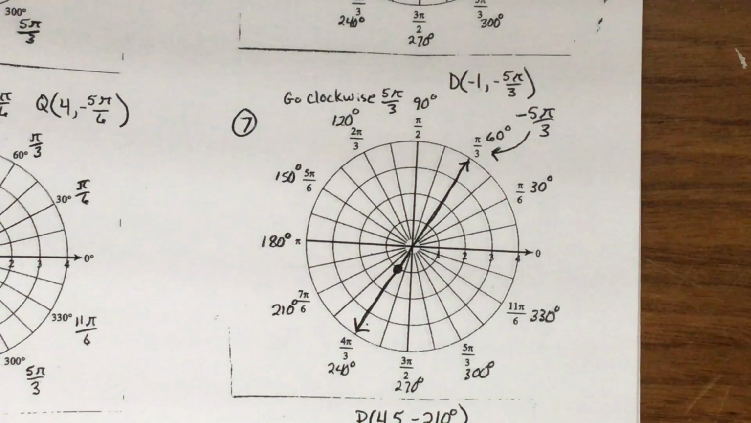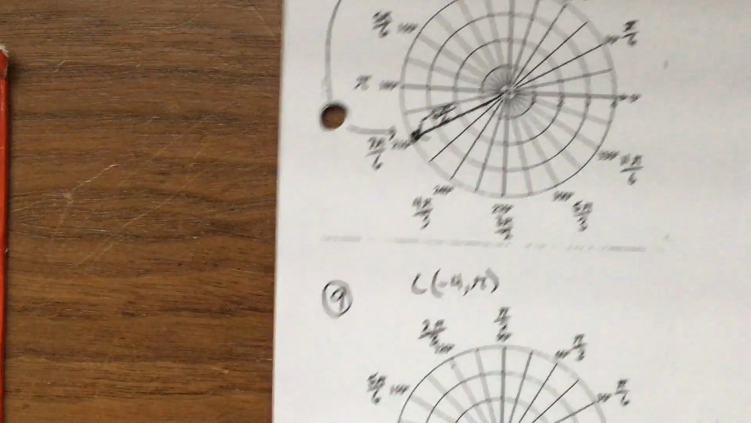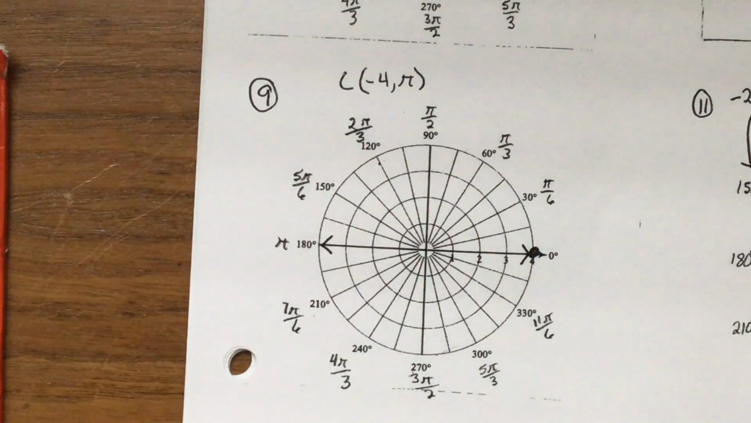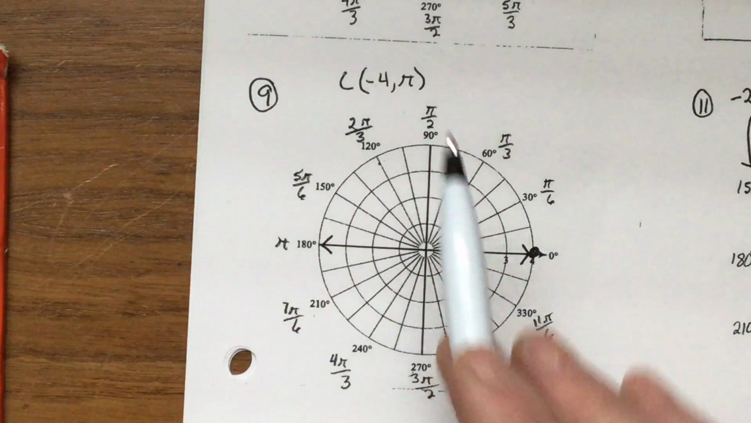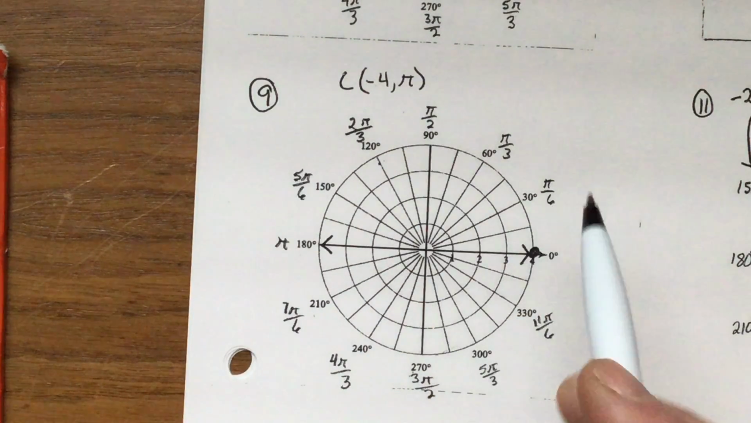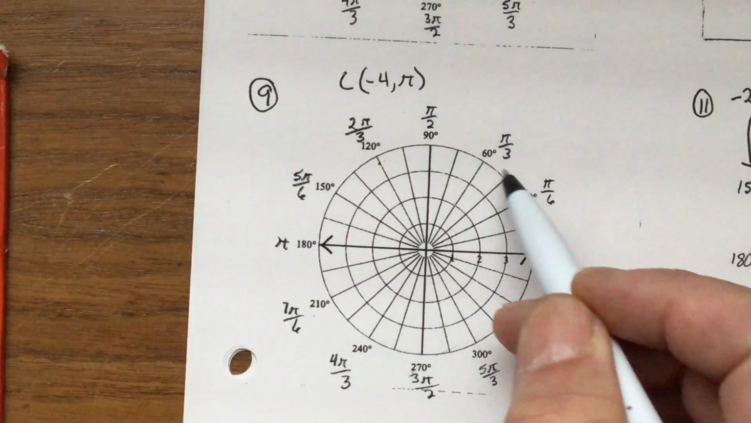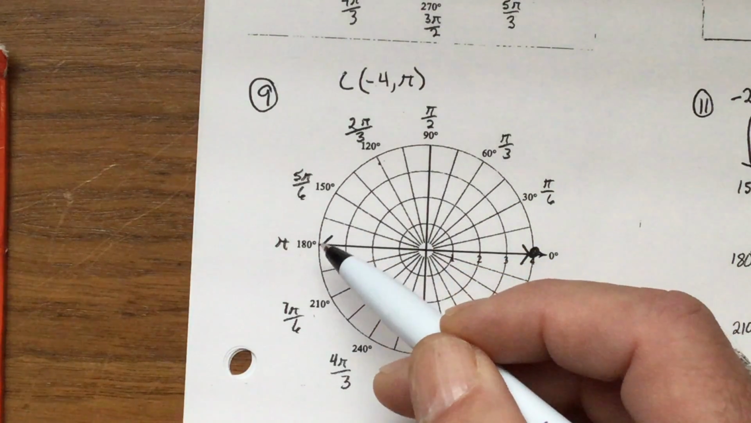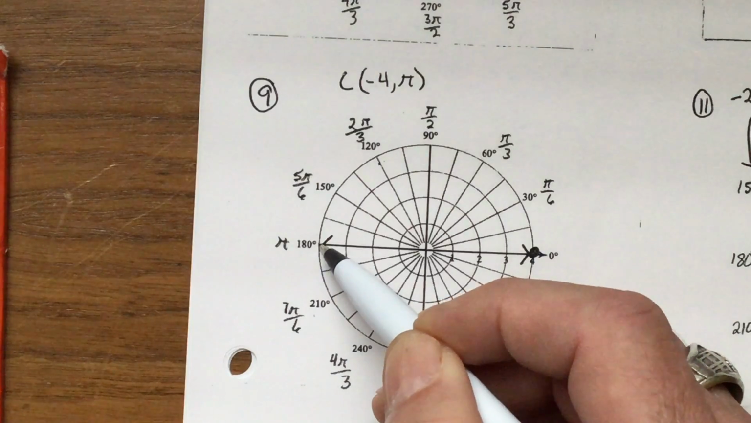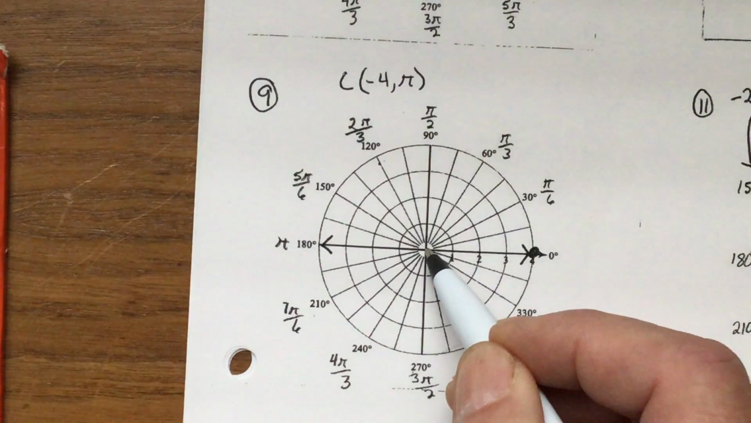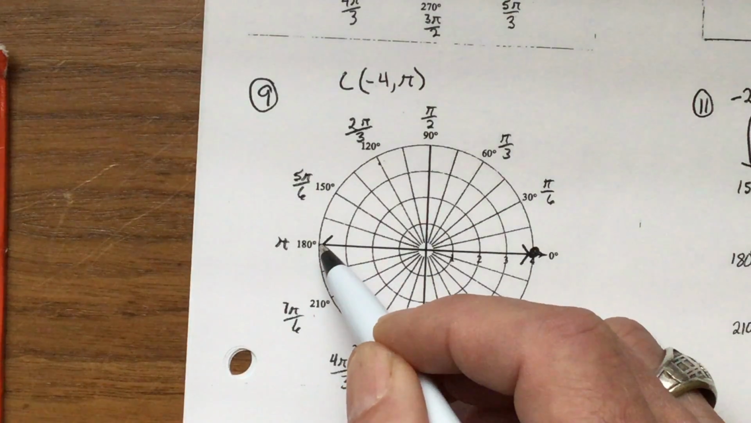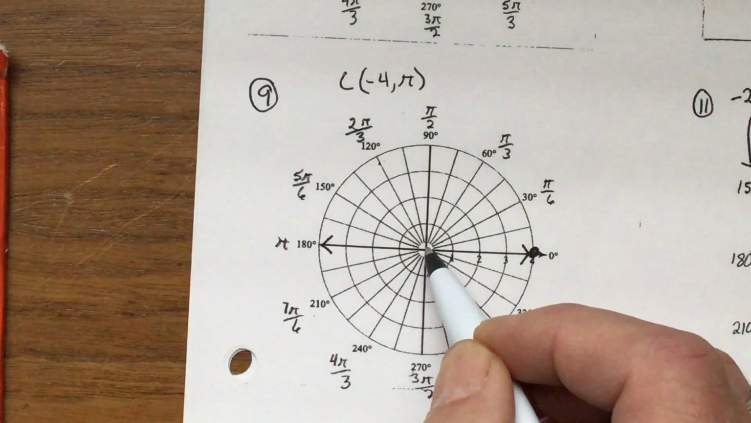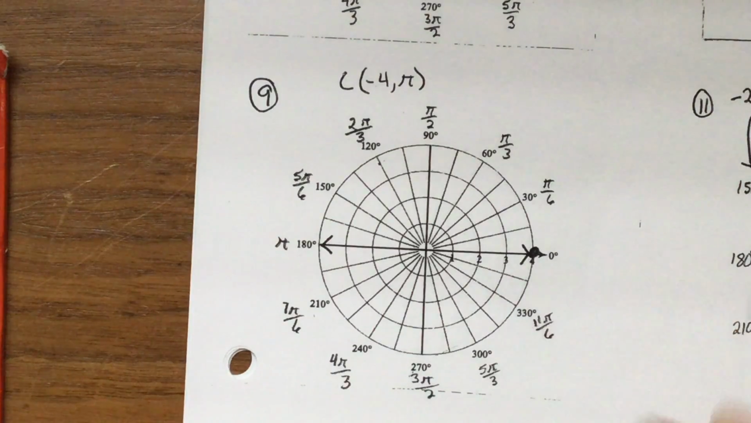Oh well, I digress. Number 9. -4 pi. Remembering that pi is just 180 degrees. First we do our rotation. Now we're at pi. Then, if it were a +4, we would move 4 to here. But since it's -4, we move 4 in the opposite direction.